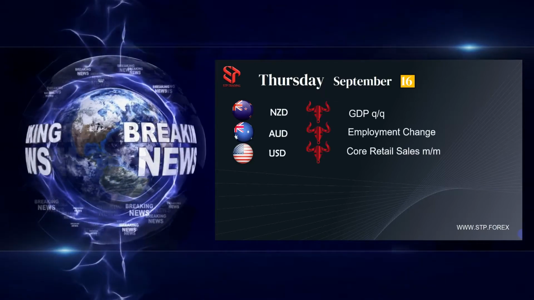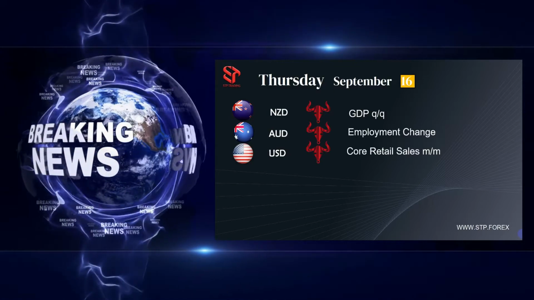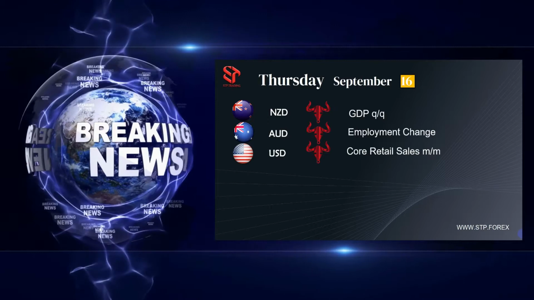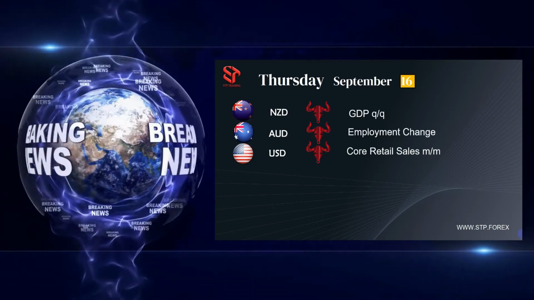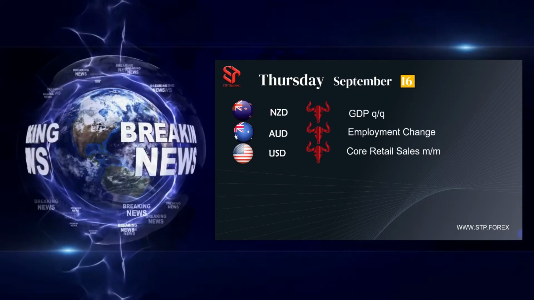Thursday, 16th September, New Zealand GDP. Gross domestic product is one of the broadest measures of economic activity and the main measure of economic health. Australian employment change. Job creation is one of the important indicators of consumer spending, which constitutes the majority of general economic activities.